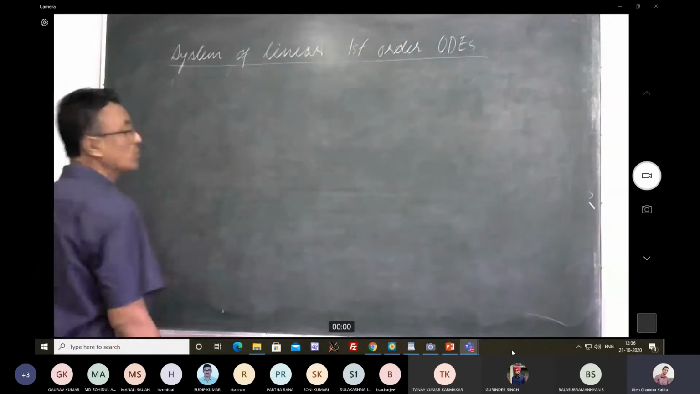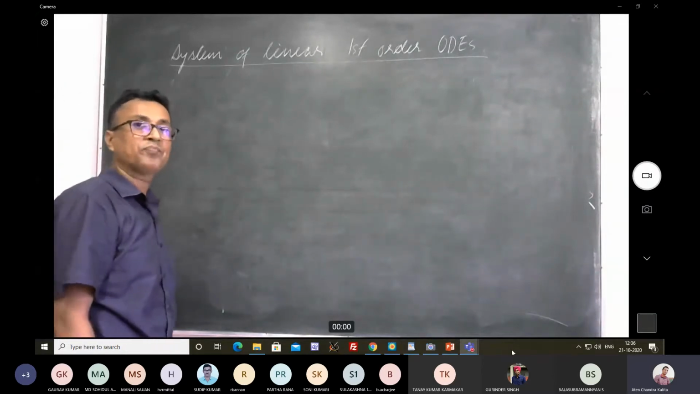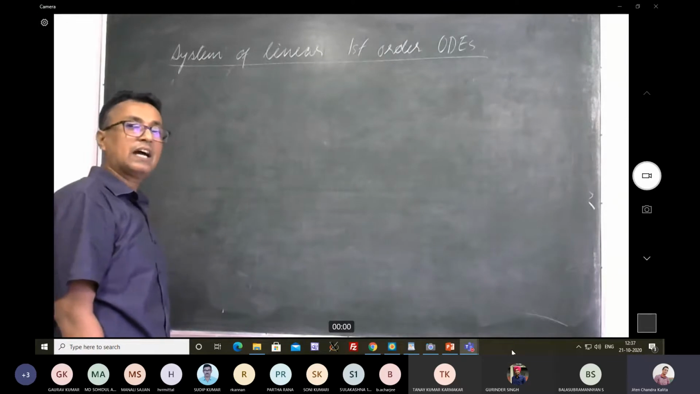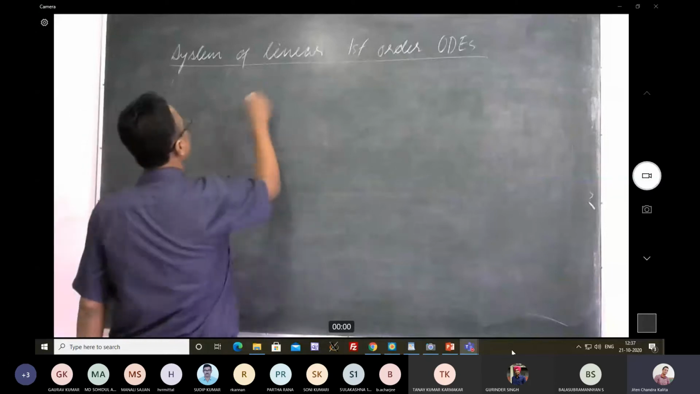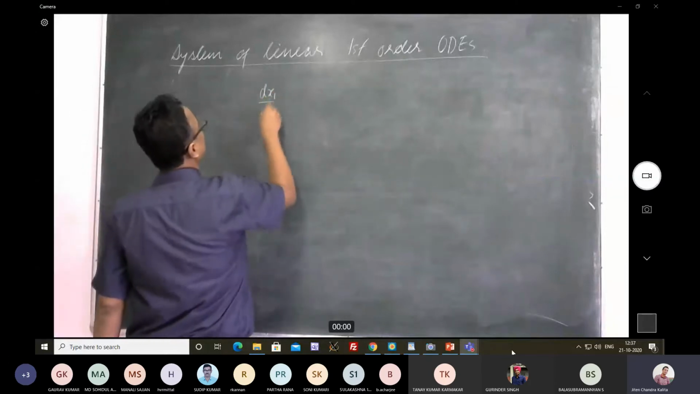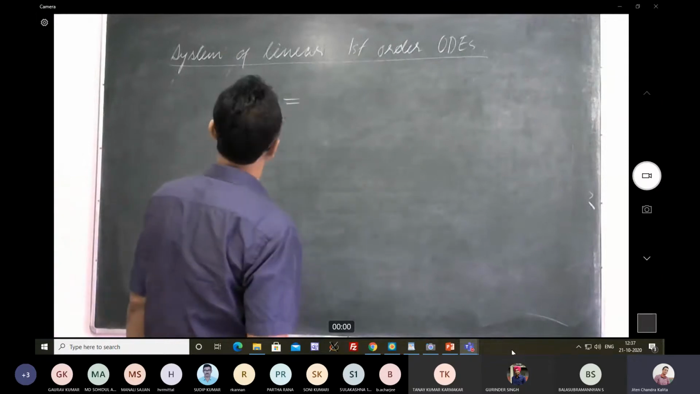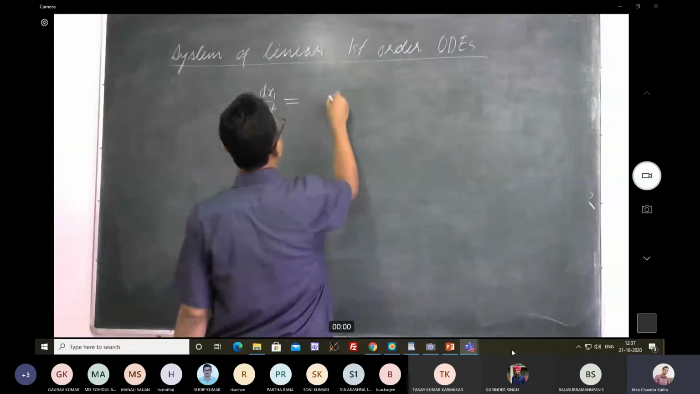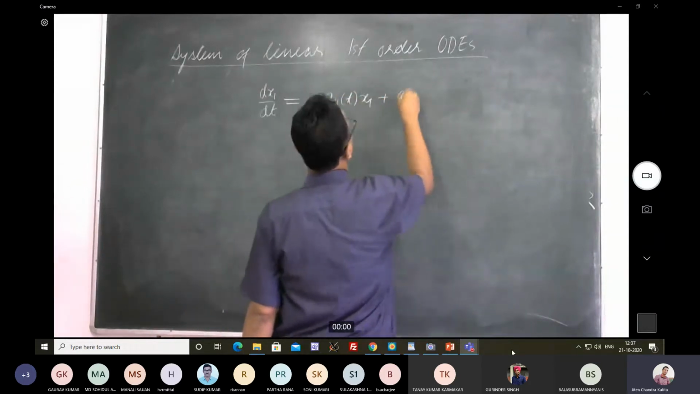So as before, suppose I am considering n functions x1, x2 up to xn in the interval (a, b), and I'm assuming that t is my independent variable. Okay, so then if I consider a system of linear equations, I'm going to assume that I have something like this.